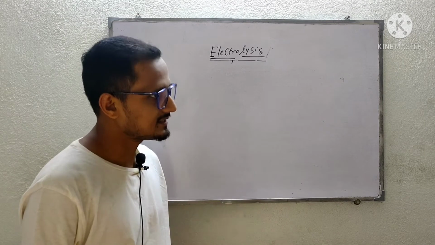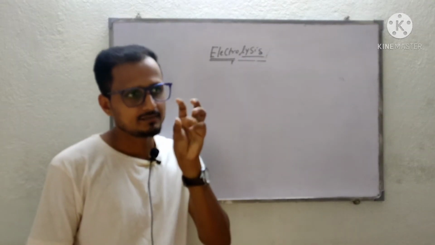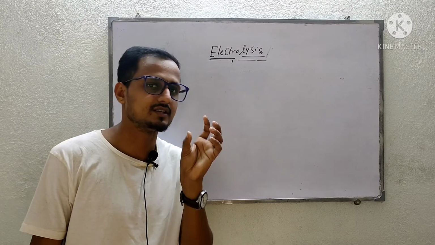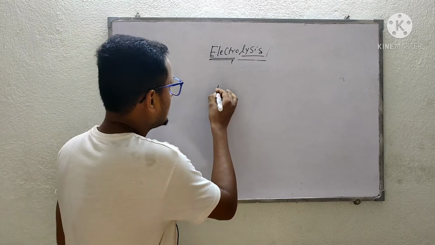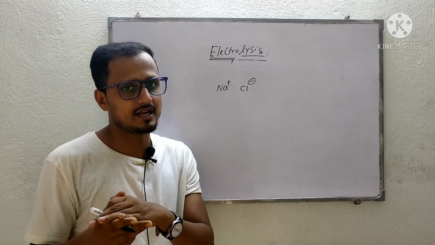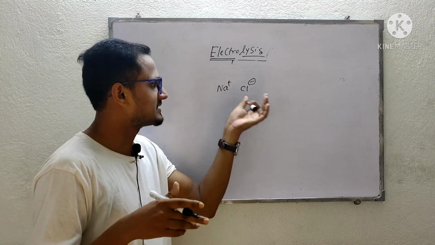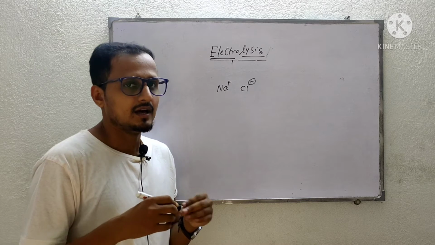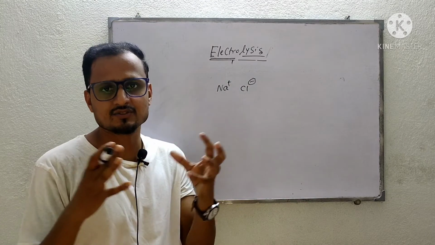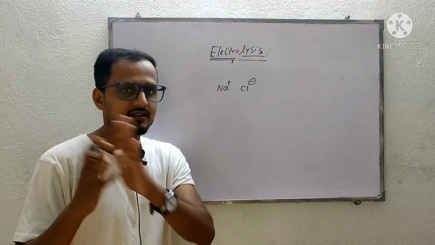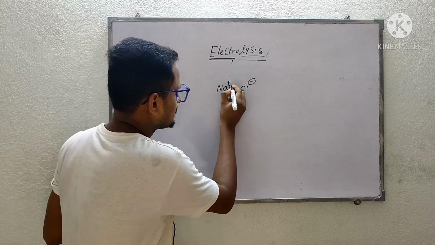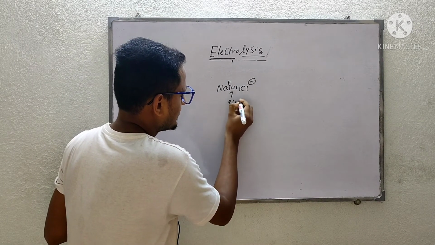Because in the solid form, we know that sodium chloride is an ionic compound. It consists of Na+ and Cl- ions. These Na+ and Cl- ions have a strong electrostatic attraction force, which we have learned in previous videos.